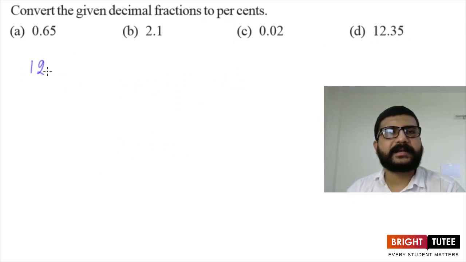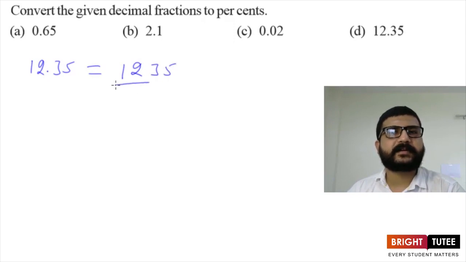Again we have to write this as a fraction first. So what we will do for that? We will just simply remove the decimal. So we will get 1235 divided by 100, because there are 2 digits after the decimal. Now we have to multiply this with 100 to convert this into percent.